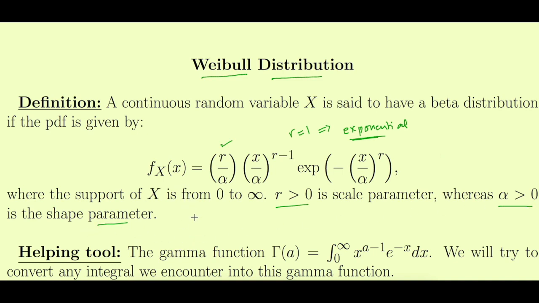Okay, so now what we are going to do is find the mean and the variance of this distribution. The helping tool we will use is the definition of the gamma function, because eventually we will write the mean as some gamma function and the variance as some gamma function, or some linear combination of gamma functions. So we want to keep this in mind, and whatever integrals we encounter, we want to make use of this gamma definition here.